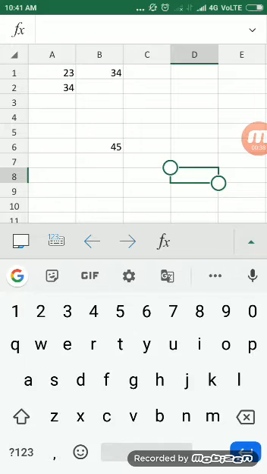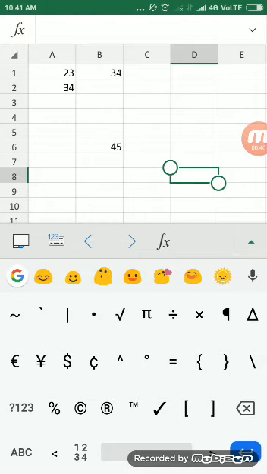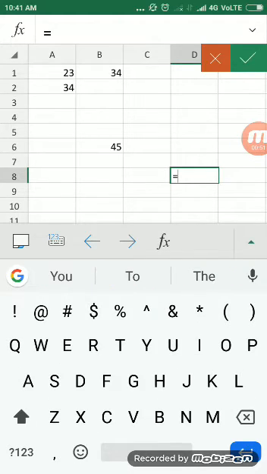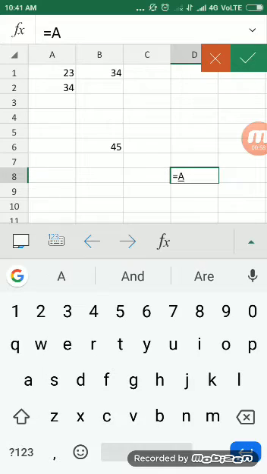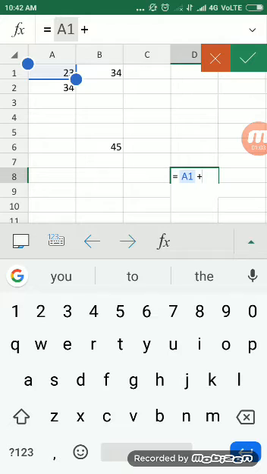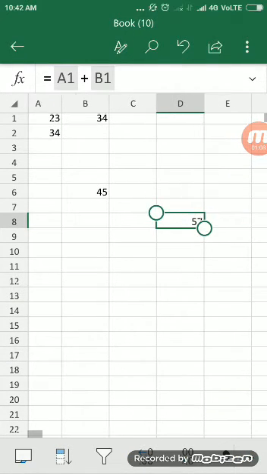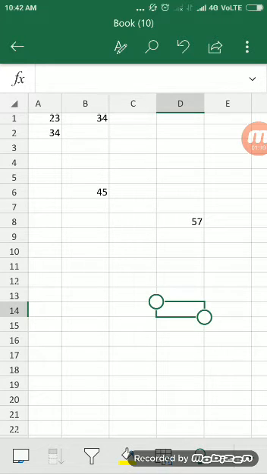Now, first starting with addition, you have to add an equal to sign. The equal to sign is a must in Excel. Without it, you can't start any of the formulas. So, equal to sign, then I have to add A1 and B1, which is 23 and 34. So A1, then the addition sign, and then B1. By adding A1 and B1, you are getting the answer 57.